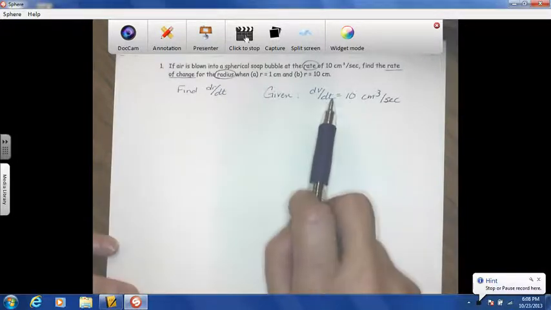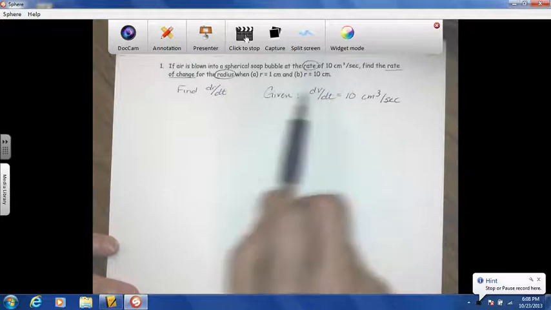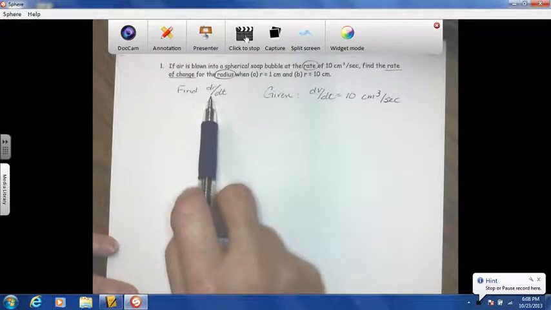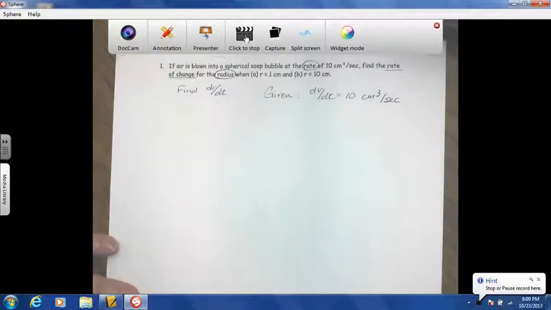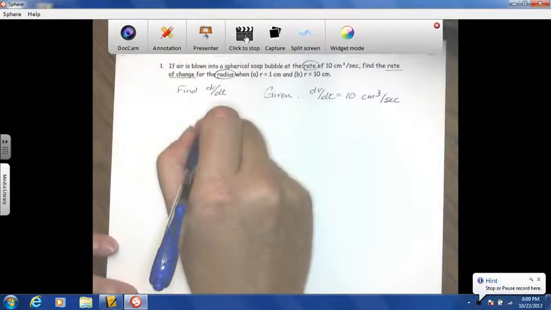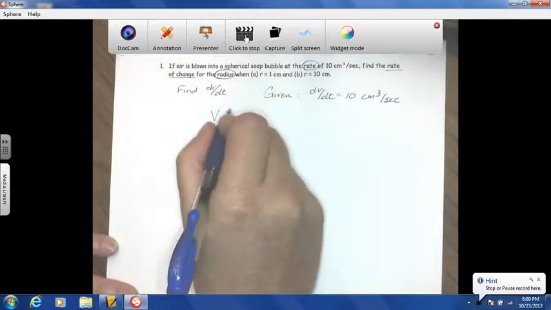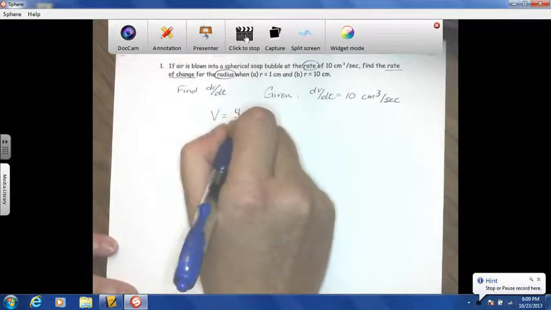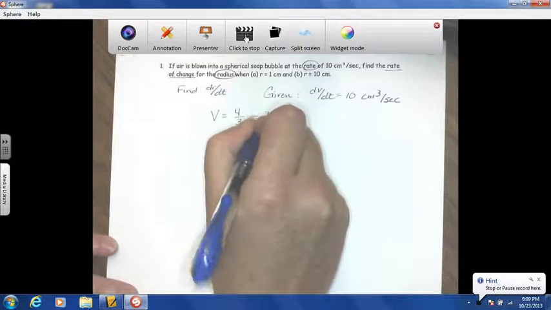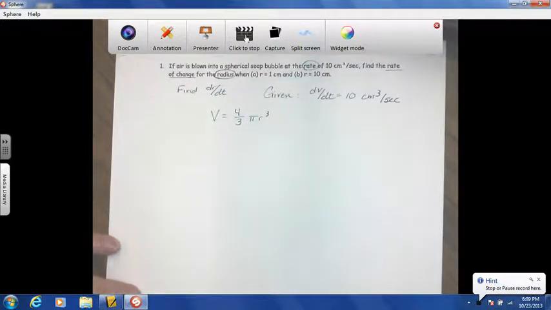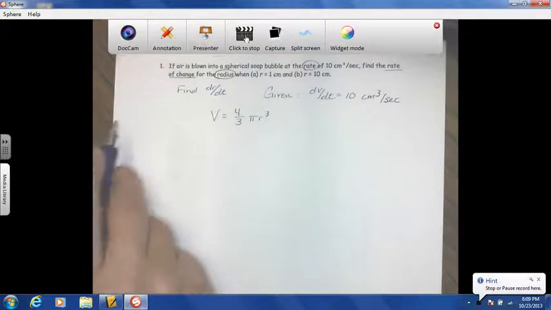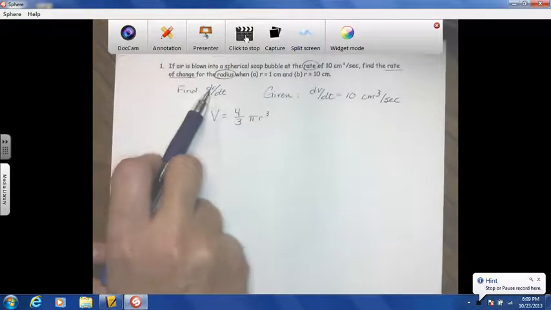Now, we were given information about the change in the volume, and we are looking for the change in the radius, which means we need an equation that relates volume and radius together. The volume of a sphere is V equals 4/3 pi r cubed. So we're going to start with that equation and take the derivative of it because we are looking for the derivative rate of change for the radius.